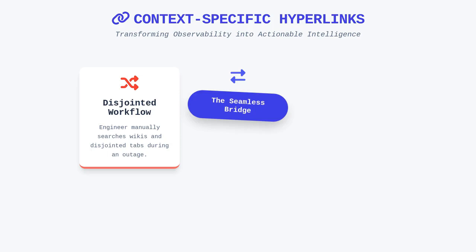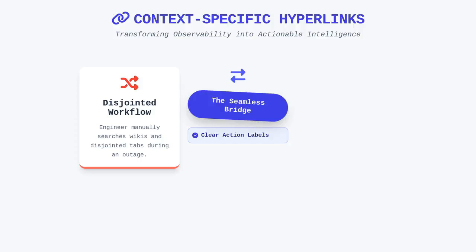Embedding context-specific hyperlinks is perhaps the most significant functional improvement you can make to your observability workspace. By directing teams to internal escalation workflows or specific runbooks stored in your documentation portal, you create a seamless bridge between the monitoring platform and the operational manual. This prevents the common scenario where an engineer sees an issue but has to navigate through disjointed tabs or wikis to figure out the standard operating procedure for mitigation.